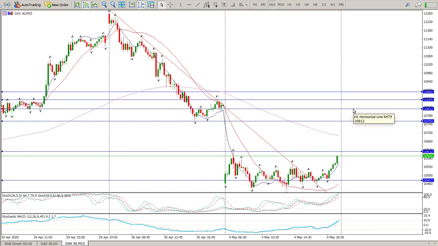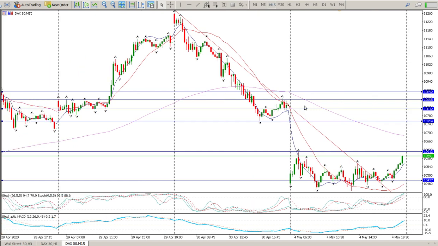Okay. Then what I'm looking for is to see what happens in one of these support areas here. So the first logical one for me is 10754 because often the gaps don't close. This depends what kind of catalyst we've got to drive this. If we do close a gap, it's also an area which we want to be watching.